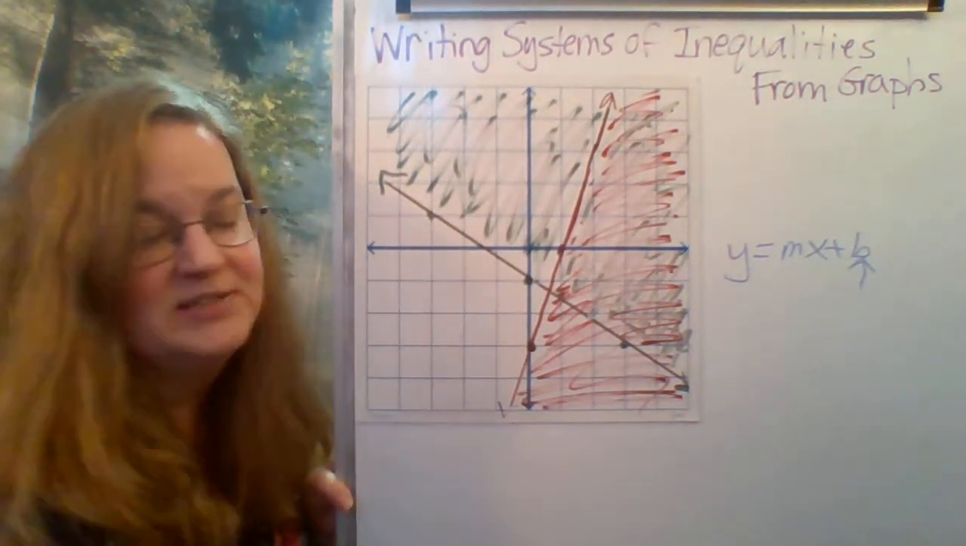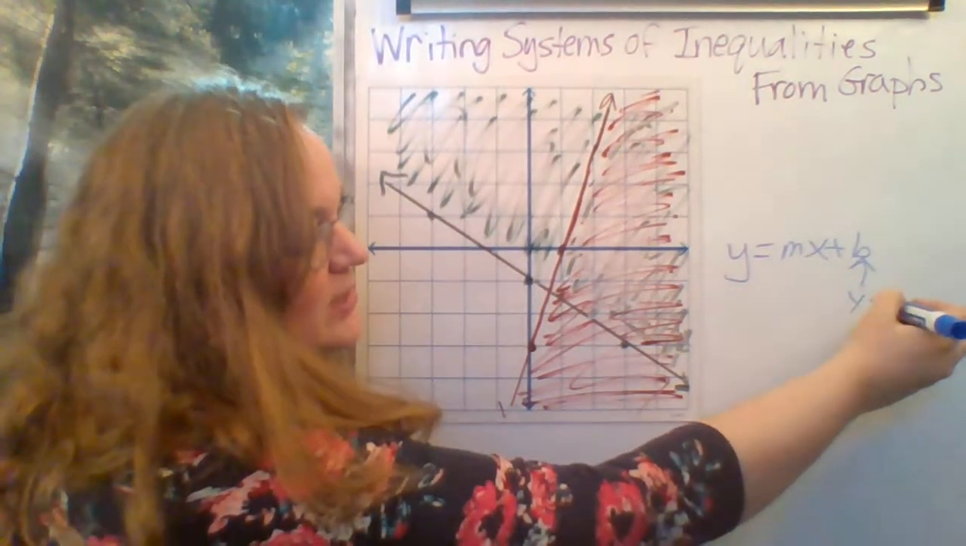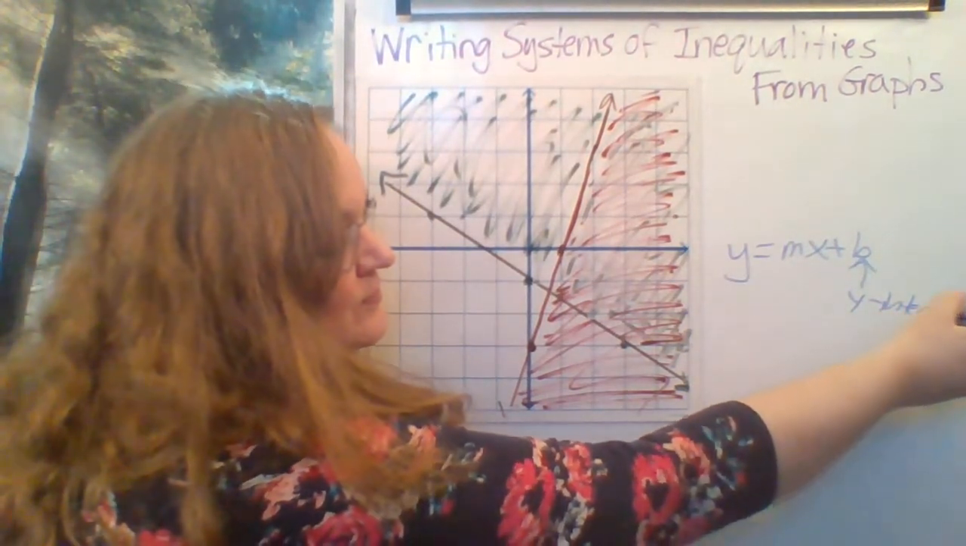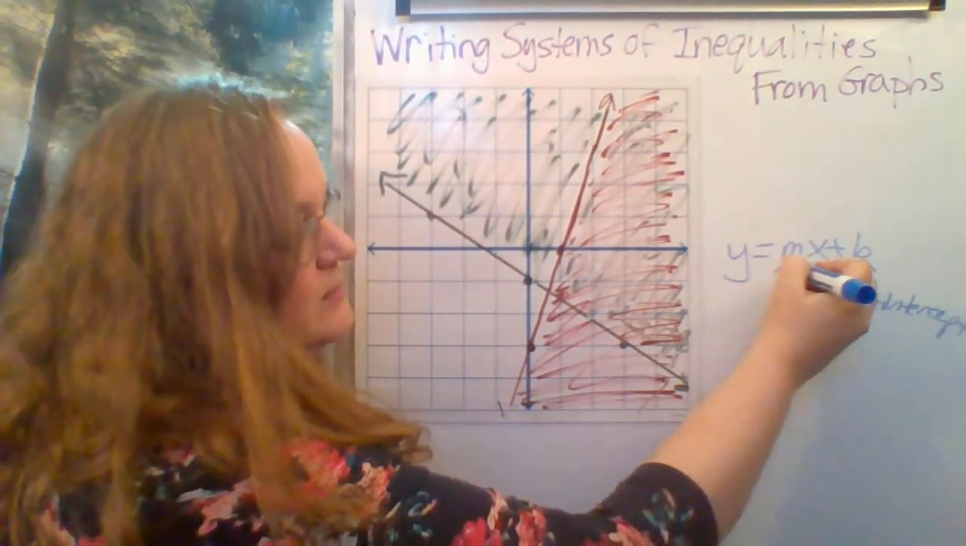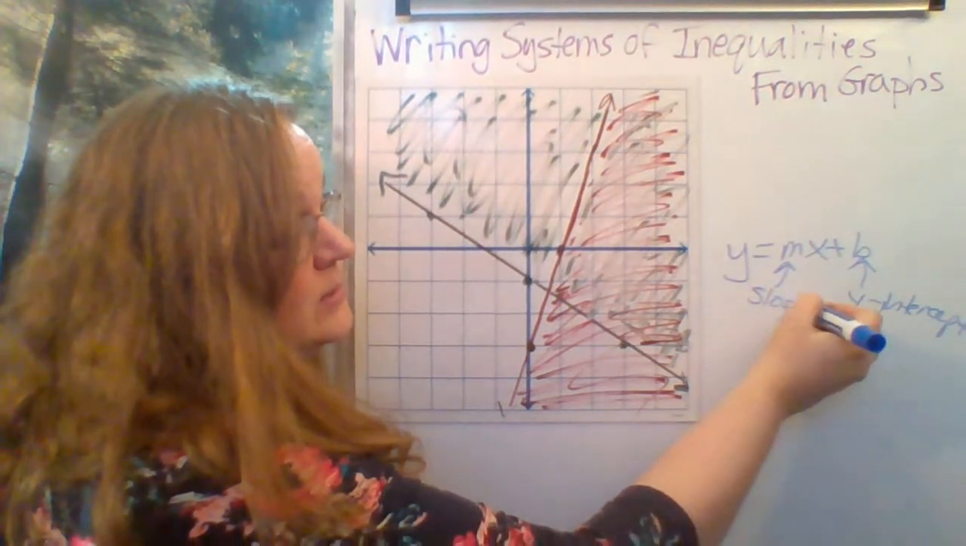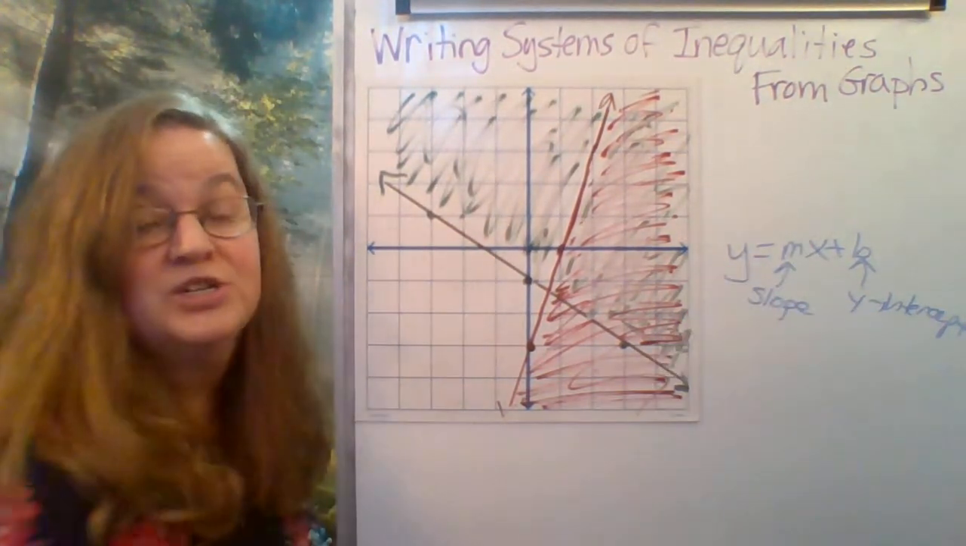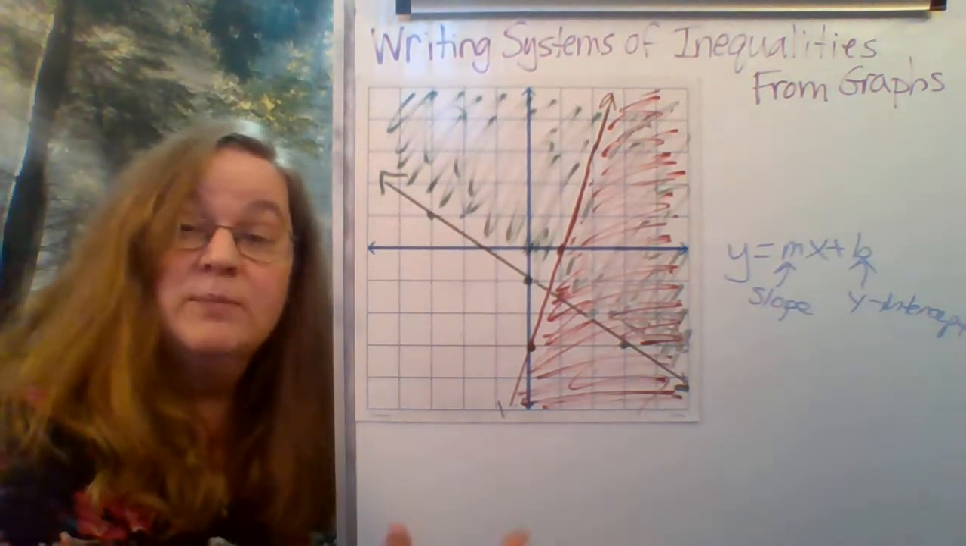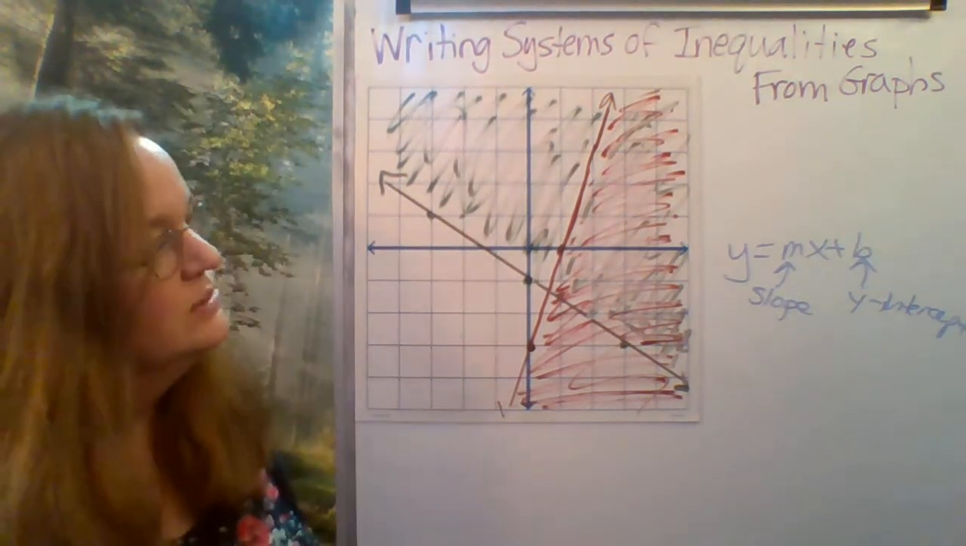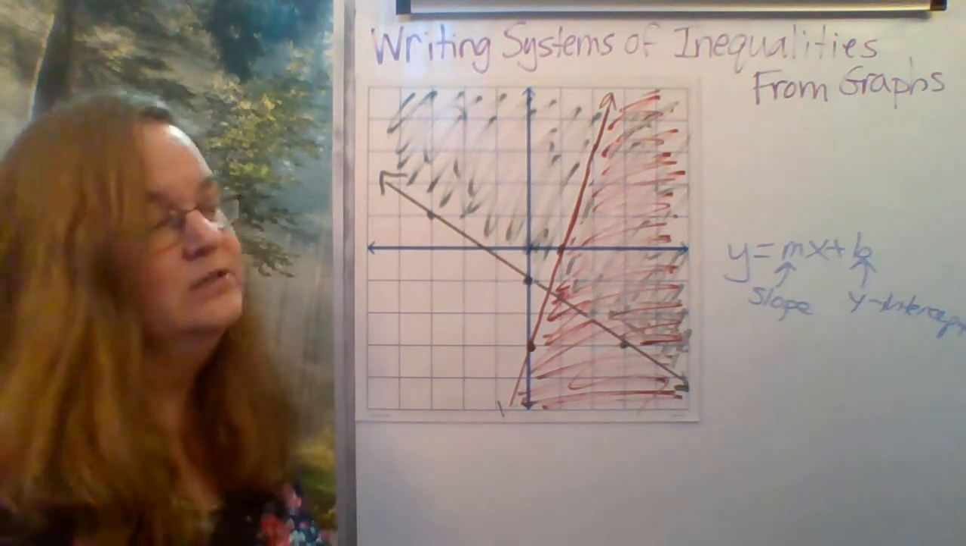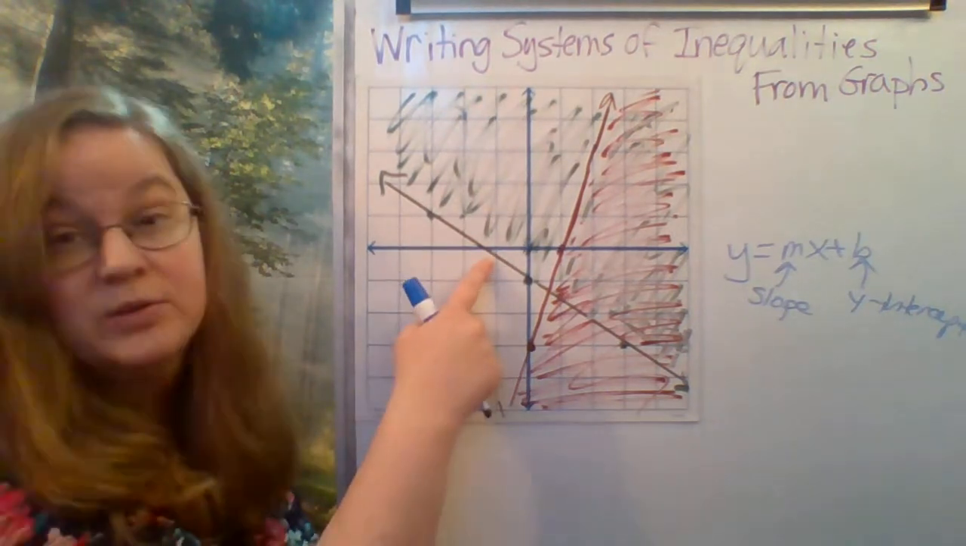Okay, the b, the constant, represents your y-intercept. And the m represents the slope. So even though this is an equation, when I start to write my inequality, I'm going to start with this. So you pick one line because we're only going to do one line at a time. So I'm going to start with the green one.